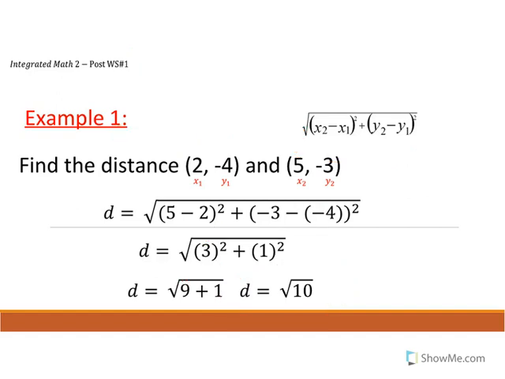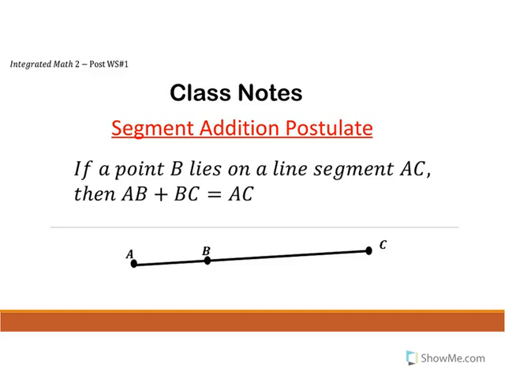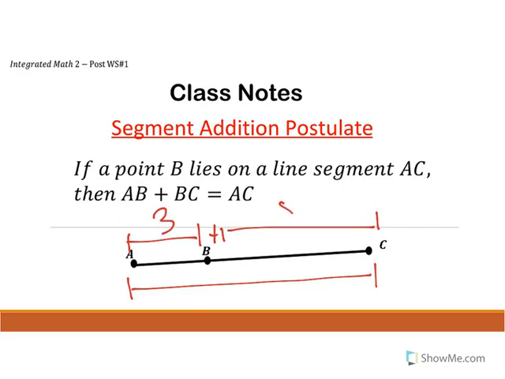Okay, so this is the same example. And then the other definition is called the segment addition postulate. If a point B lies on a line segment AC, then the distance between A and B plus the distance between B and C is equal to the distance from A to C. Okay, so it's saying that if we take this part plus this part, it is equal to the whole segment from A to C. Right, so for example, if I were to give you this is 3 and this is 5, then the distance from A to C is 3 plus 5, or 8.